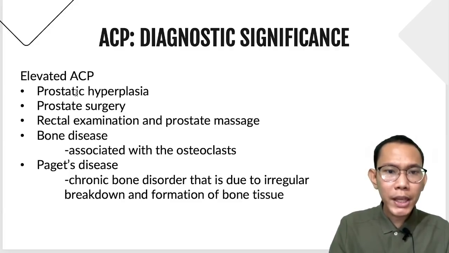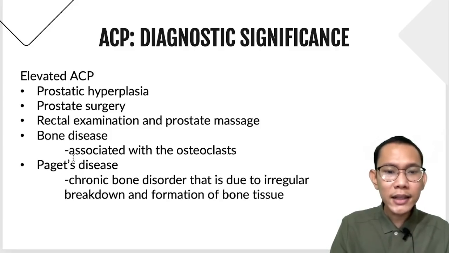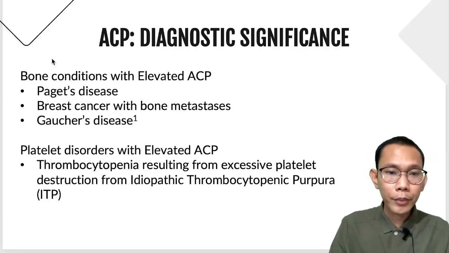Your ACP will be elevated if there is prostatic hyperplasia, prostate surgery, we all know that because it is something related to the prostate, right? Rectal examination and prostate massage. For the rectal examination and prostate massage, the reports are somewhat conflicting. But if elevated, it will return to normal within 24 hours. For bone diseases associated with your osteoclasts, again, still the same, your Paget's disease, bone disorder. Other bone conditions with elevated ACP, we have your Paget's disease, breast cancer with bone mets, and your Gaucher's disease.